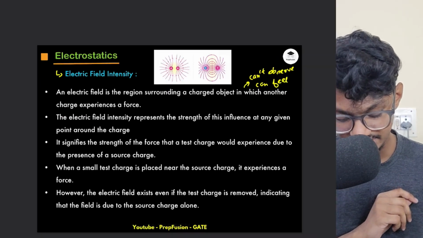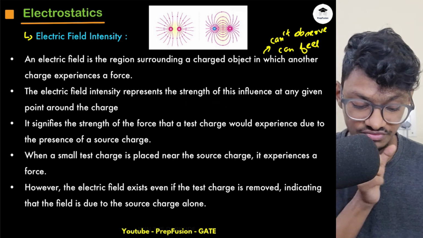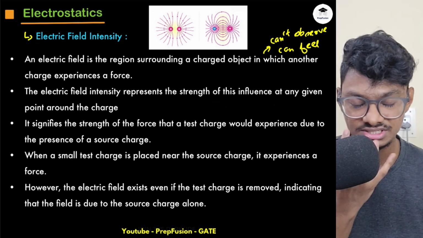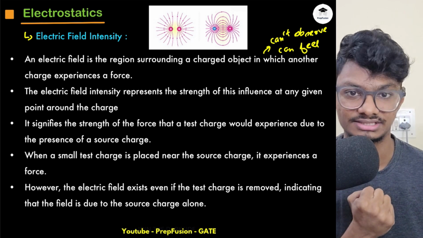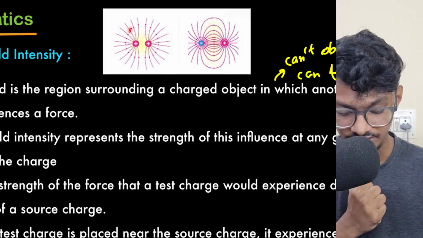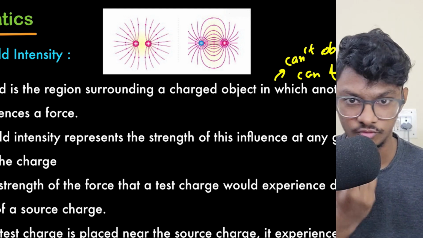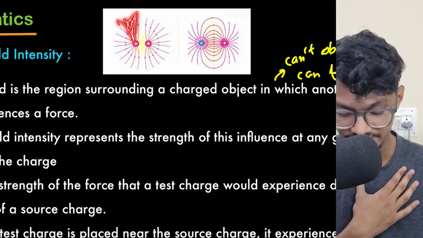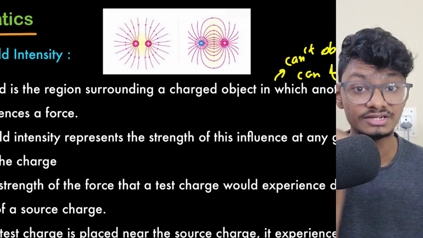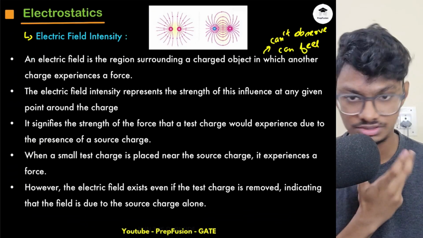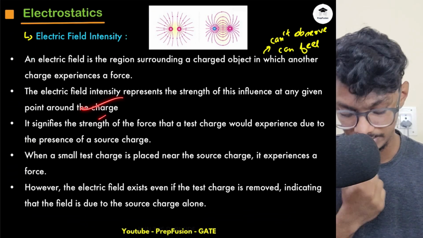The electric field intensity represents the strength of this influence at any given point. So how much strength is there? Intensity means how intense that thing is. So if I place this object here, due to these particular lines of force, it will experience some force, right? If there are multiple more lines here, it will experience more force. The electric field is more intense. That's why it is named electric field intensity.